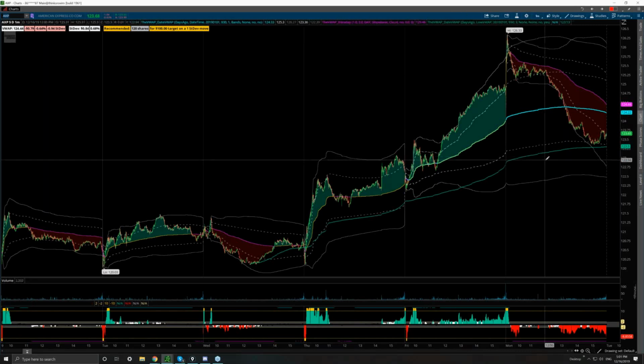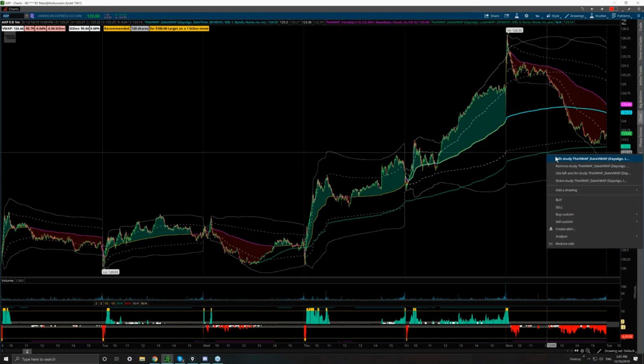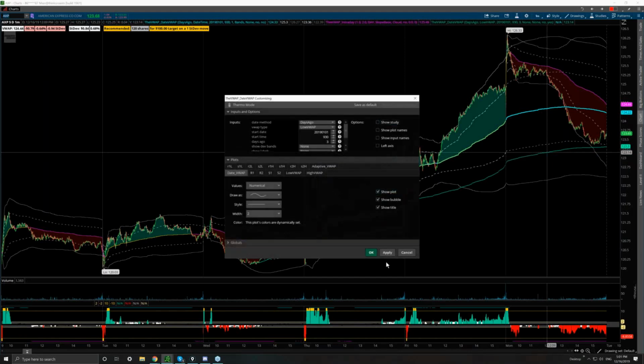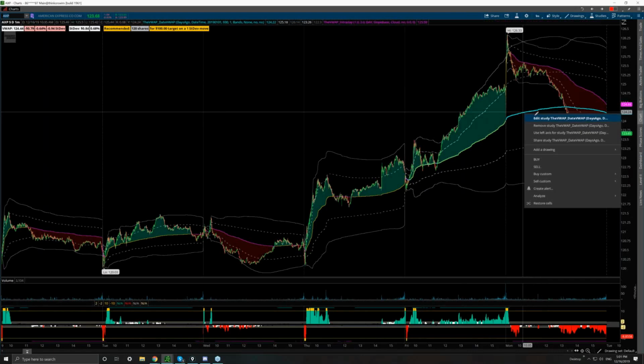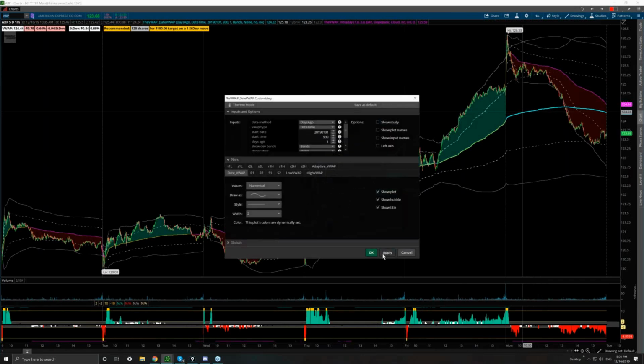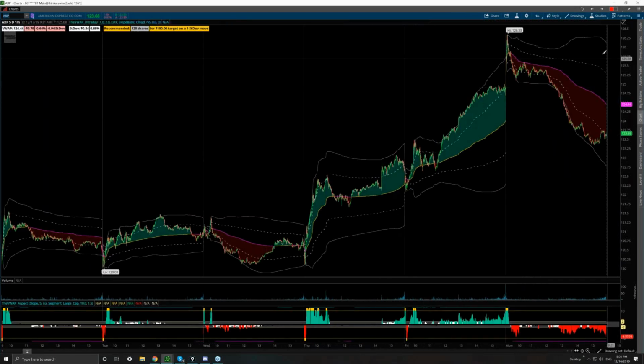So here's another way of looking at this. Let's go ahead and hide these studies for a second. So if I did this right, I set up the same chart we were just looking at a second ago. So we can flip back and forth between them.